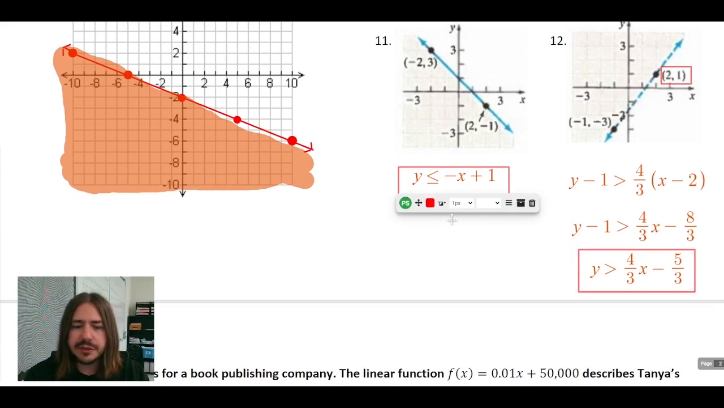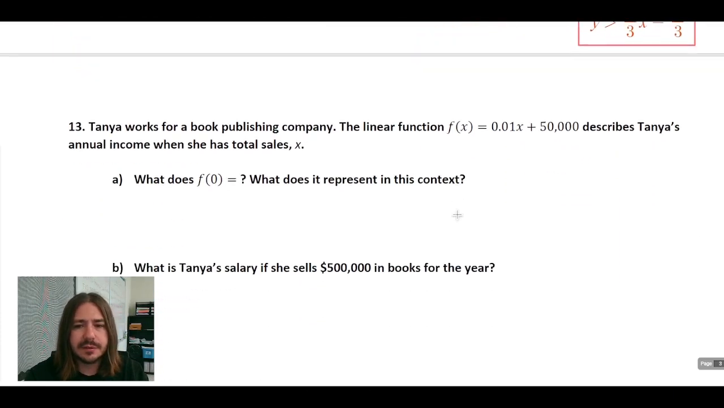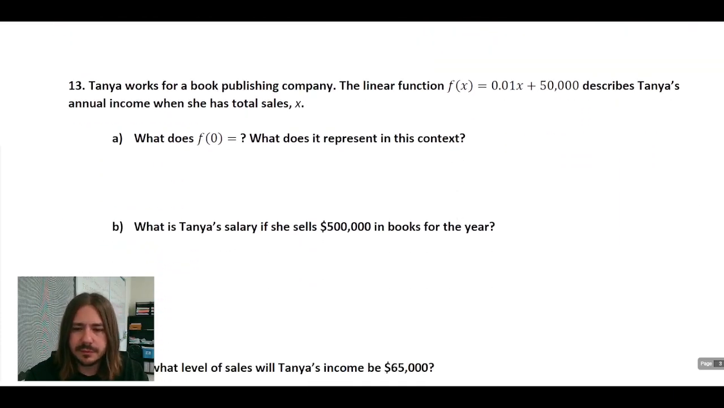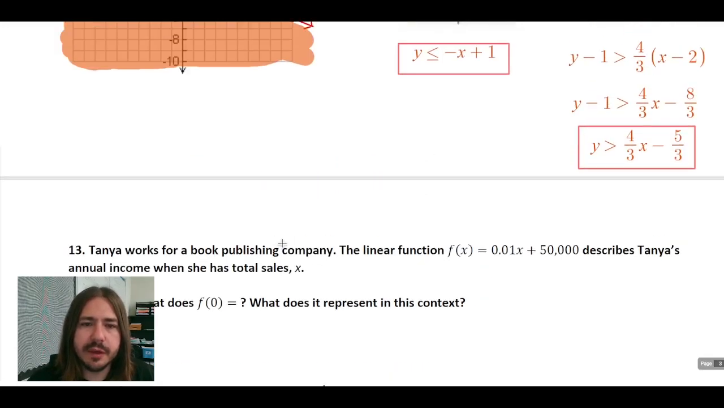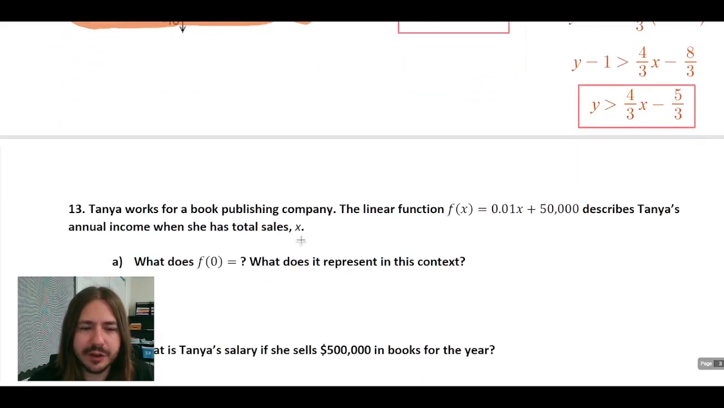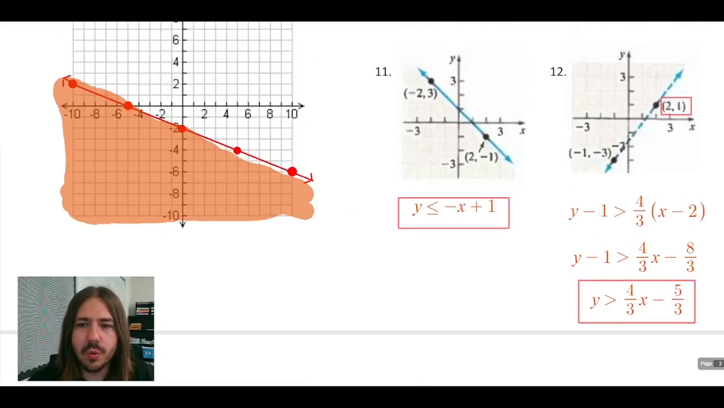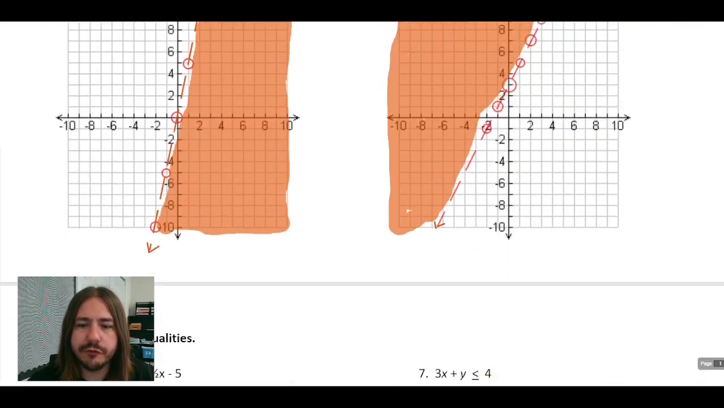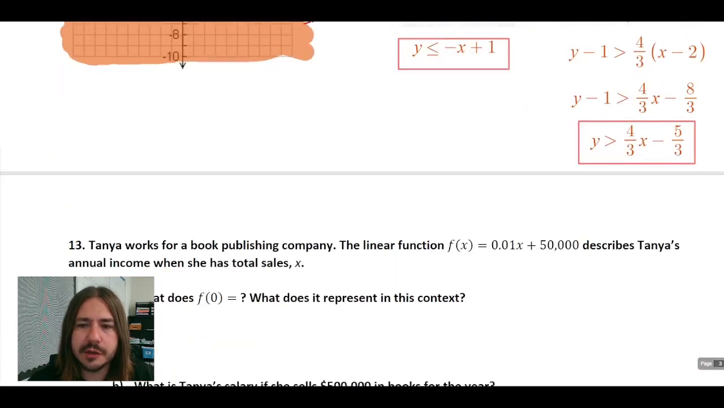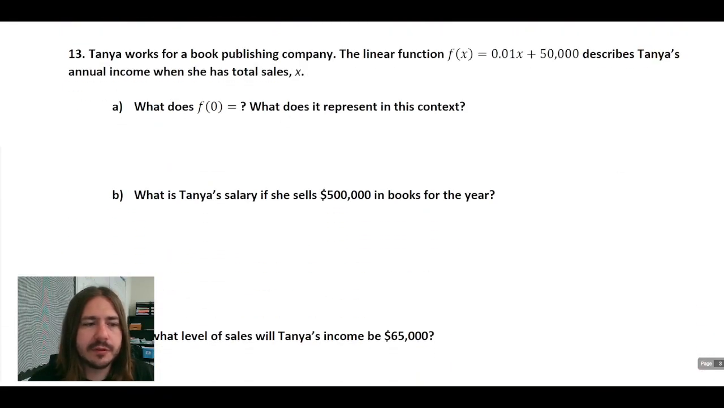Take a look at the next page. Number 13. With number 13 here, it kind of looks like we're going back a little bit, analyzing these word problems. This doesn't really look like it's going to have a very high emphasis on the inequalities, which is what we've been working on so far, but we kind of covered everything. Hopefully now you can graph those inequalities. This is just going back and giving you a little bit more practice with these stated problems.